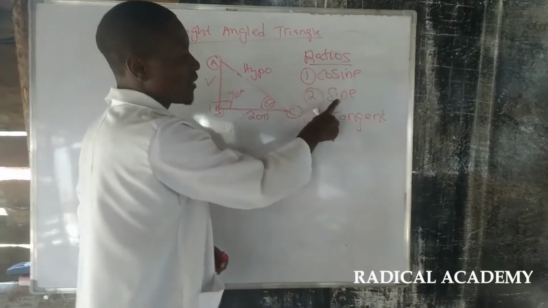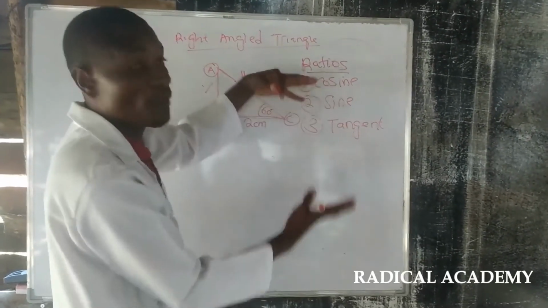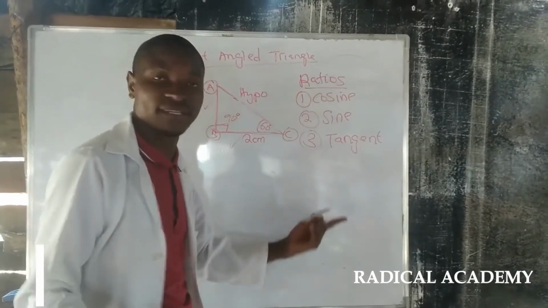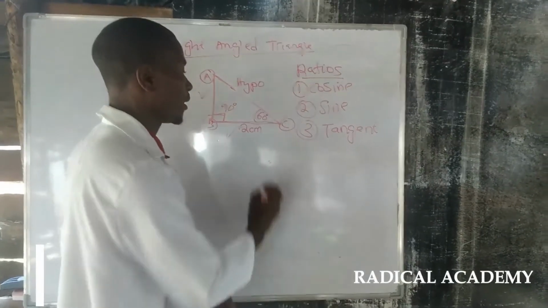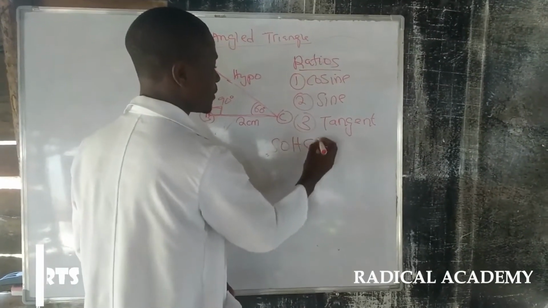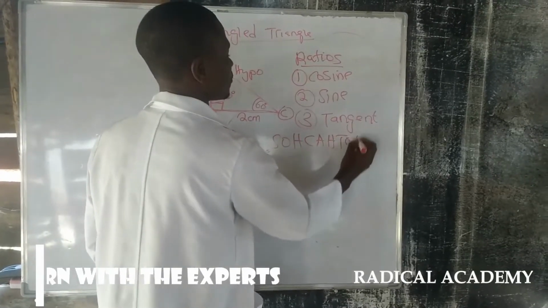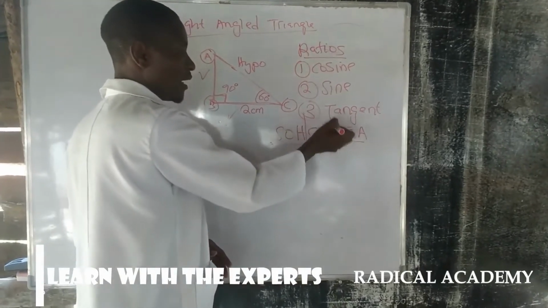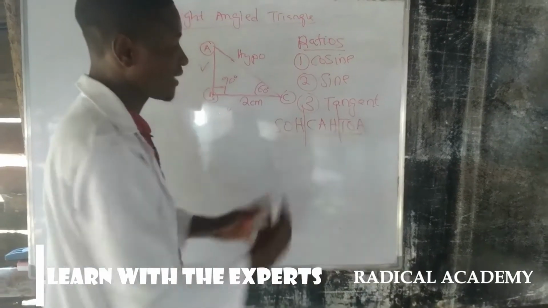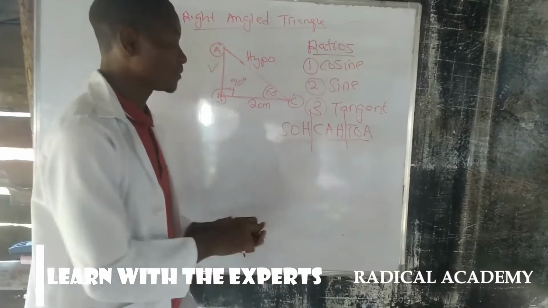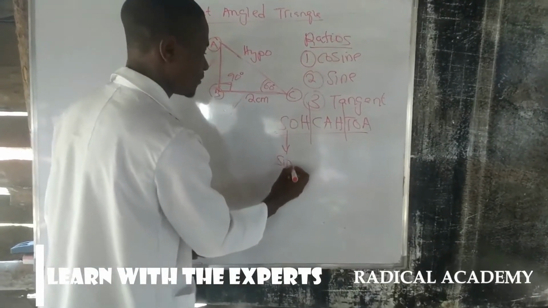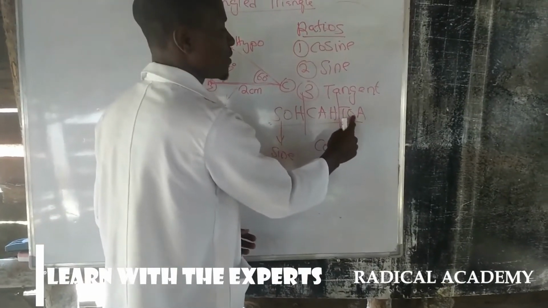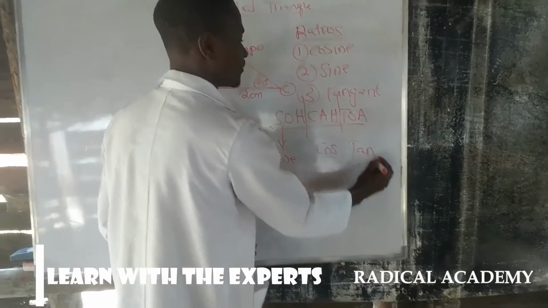Therefore the cosine, the sine and tangent can now be combined to form one thing, which we can call SOHCAHTOA. In this SOHCAHTOA, we can divide the abbreviations into three categories. The SOH is for sine. The CAH is for cos. TOA is for tan.